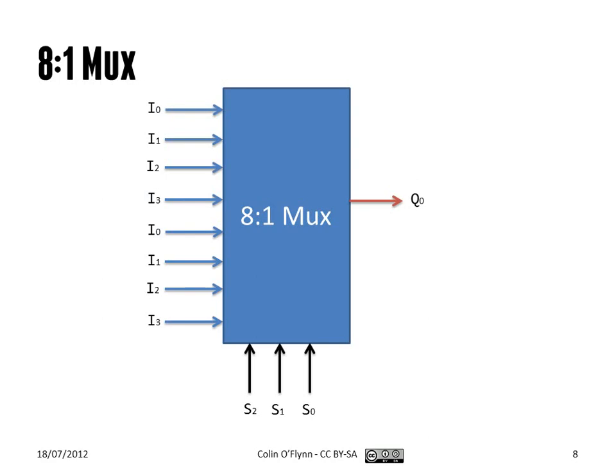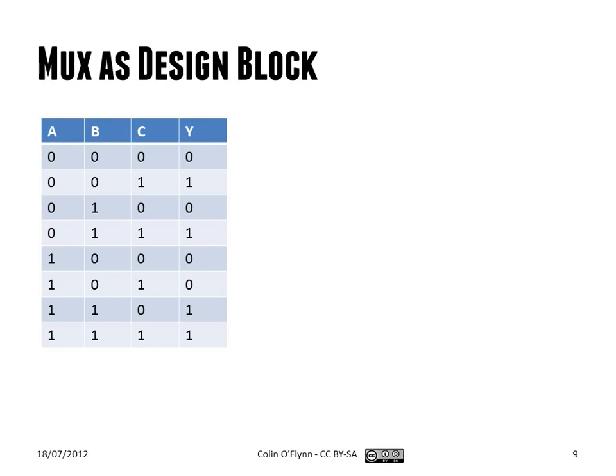Extending this, we have an 8-to-1 mux, for example. And this should actually keep counting up, obviously. Fix these. So 4, 5, 6, 7. And we can use such a mux as actual design blocks. So say we were given this truth table and said implement it. So there's three inputs here and the one output.